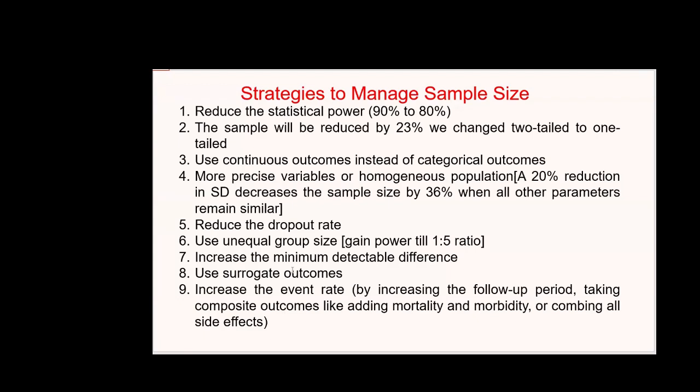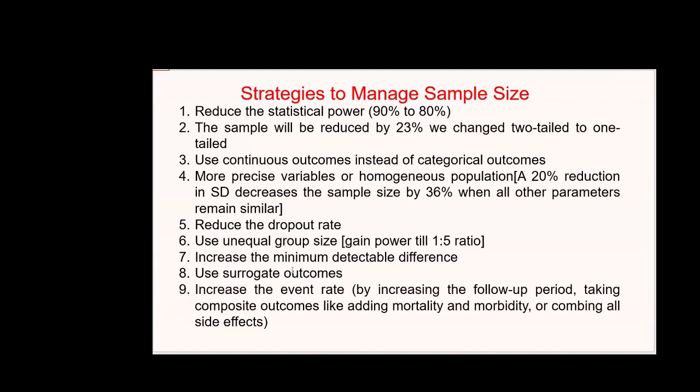Then you try to reduce the dropout. We are taking 25% dropout, but you can reduce the dropout by some robust methods for compliance and so on. That means you can reduce the sample size. Another method is to use unequal groups. In that case, the allocation: generally we take 1-to-1 allocation, but you can increase it to 1-to-5 to gain power from the unequal groups.